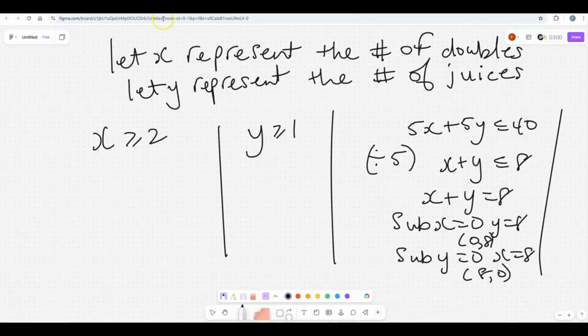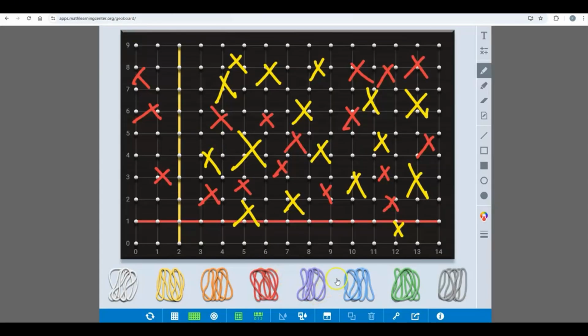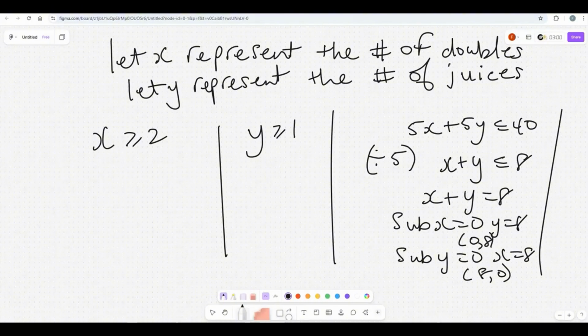So I go back to my virtual geoboard. I'm going to use a green rubber band this time and place it on the 2 points. Now I need to test a point on one of the sides of this line. So I'm going to test the point 0, 6 on my inequality. So I'm going to substitute 0, 6.